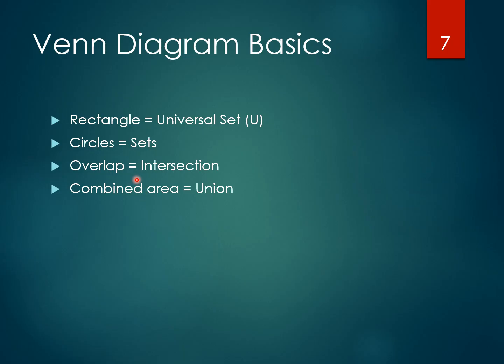Now, to visualize sets, we use Venn diagrams. The rectangle represents the universal set. Circles represent different sets. When circles overlap, the region is called the intersection. When we combine them, it's the union. This diagrammatic method helps us solve problems quickly.